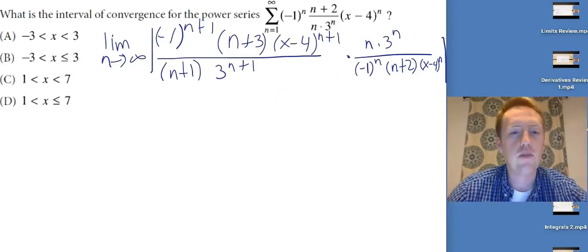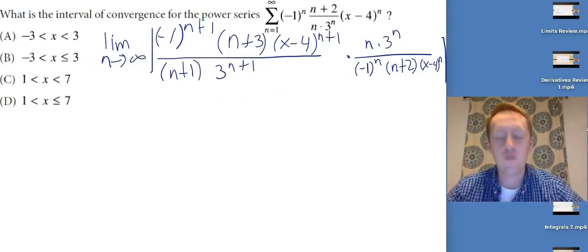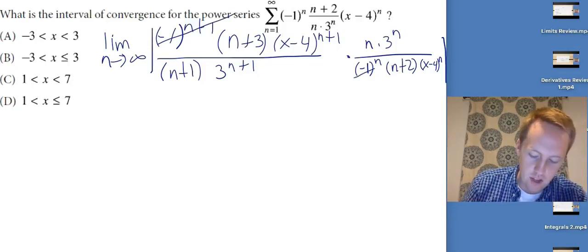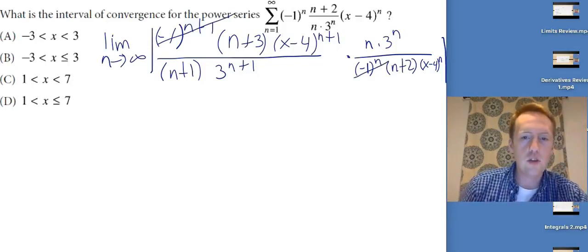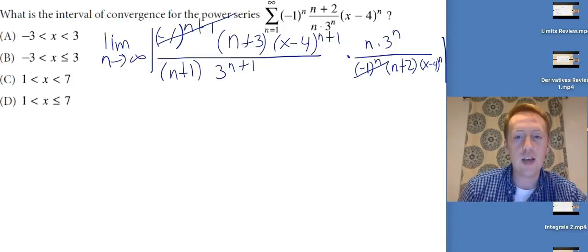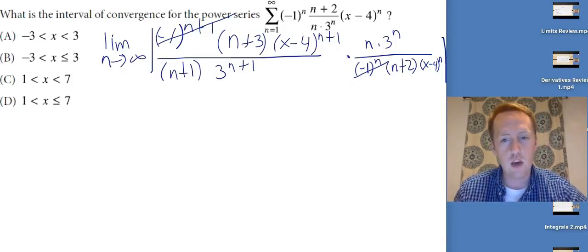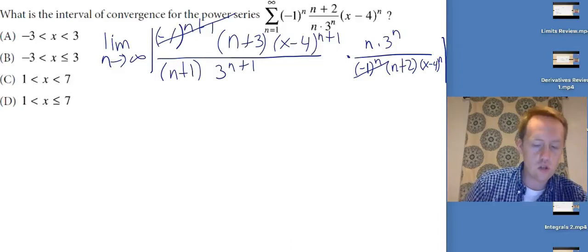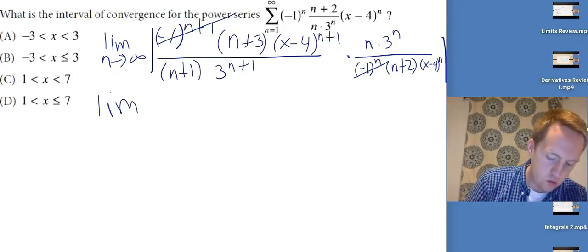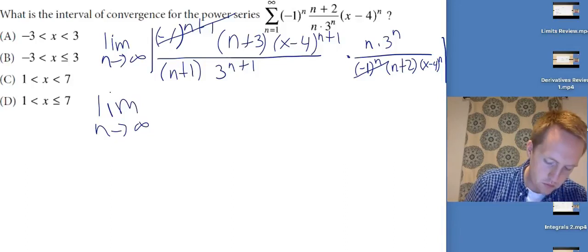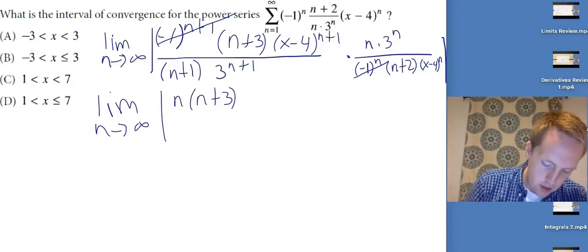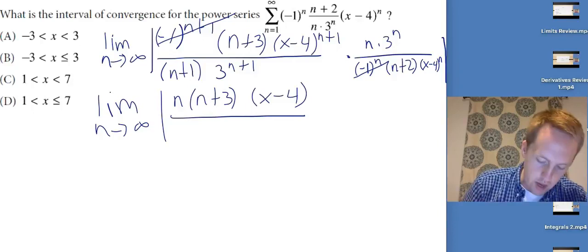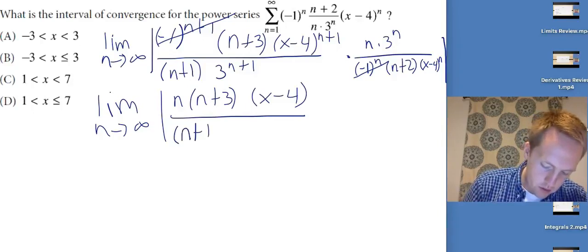All right, so now we just got to simplify. Now, I've said this a million times. I'm inside absolute value bars. I do not care about this negative 1 stuff. It's going to go away eventually anyway. So now I've got x minus 4 to the n plus 1 on top and an x minus 4 to the n on the bottom. Okay, so on top I've got n plus 3, x minus 4. On the bottom, I've got n plus 1, n plus 2.